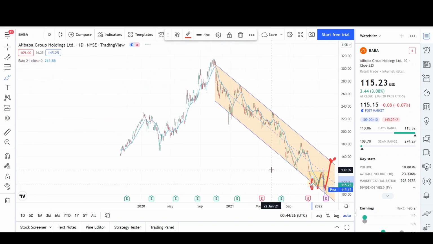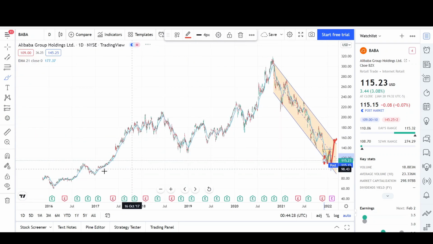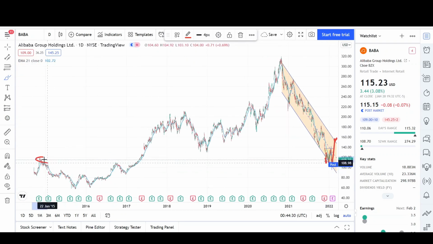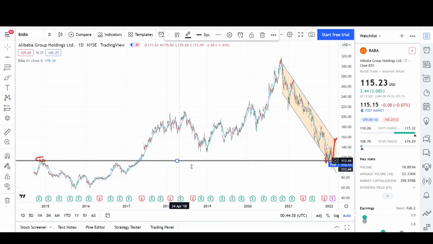So it looks like Baba is bouncing off a prior high. You can see that this was the high for quite a long time, and Alibaba broke outside of it, and now we came back to find some type of support. So we're just bouncing off the prior high back here in 2014. So is this going to be the bottom?